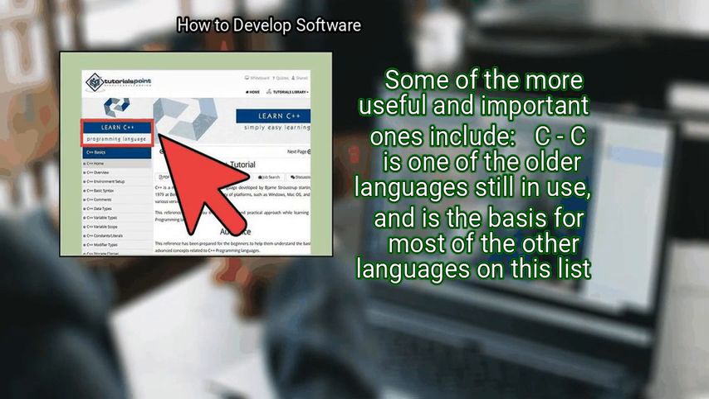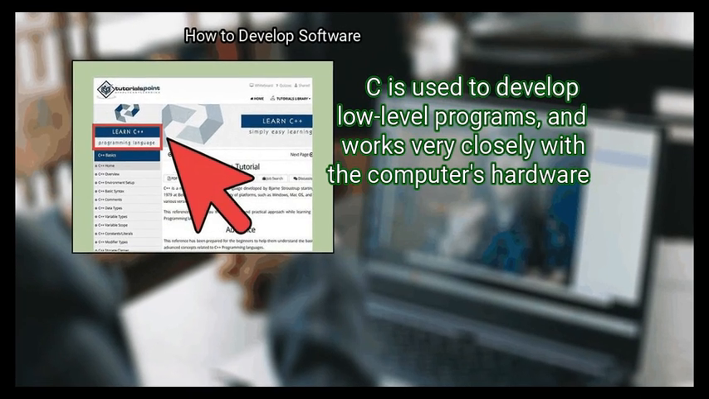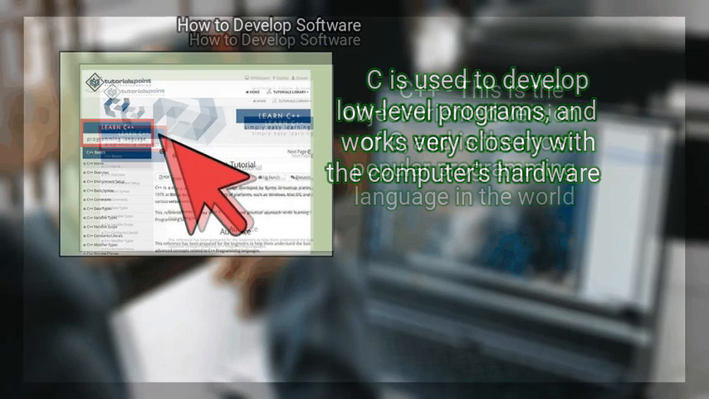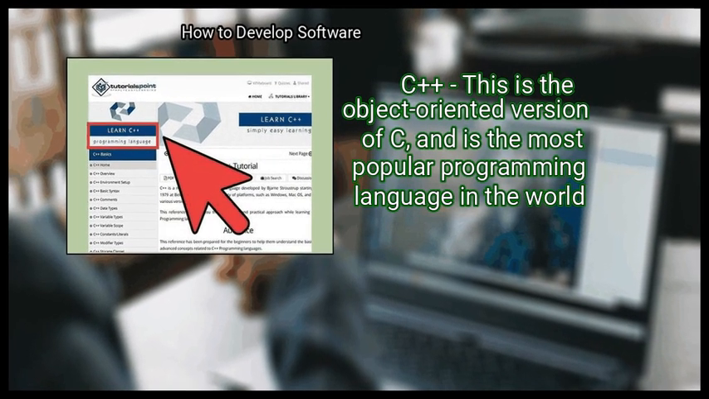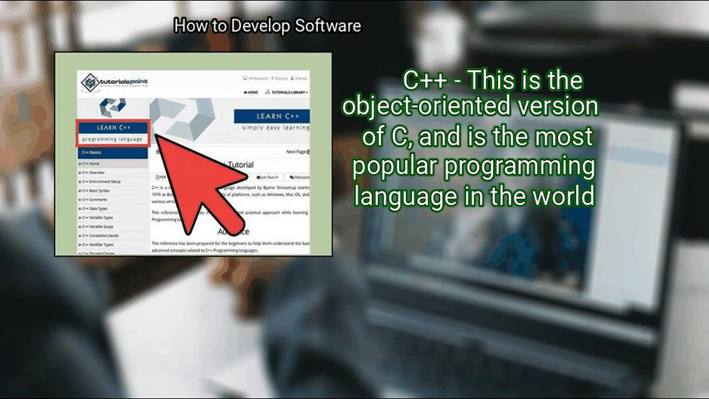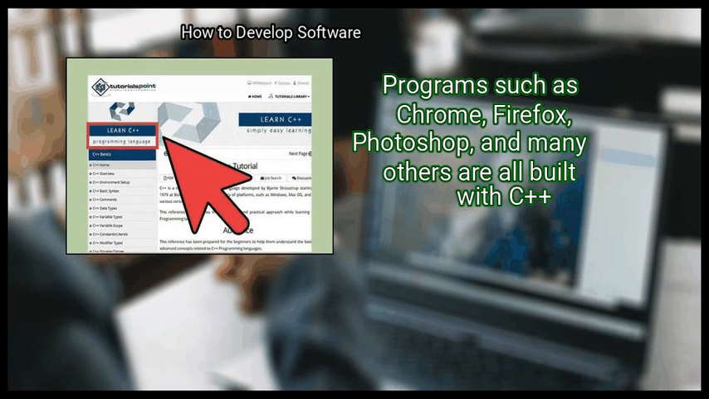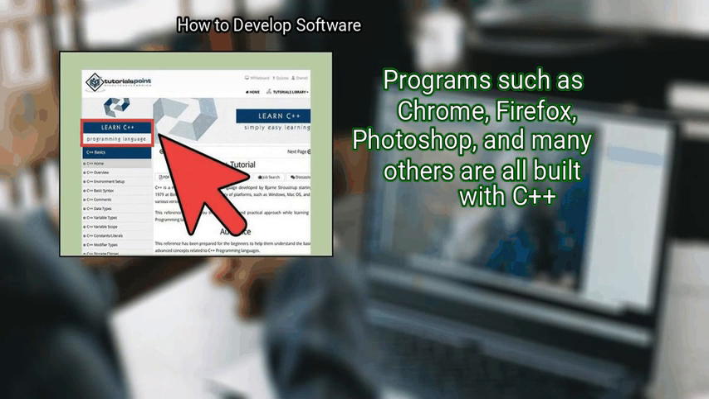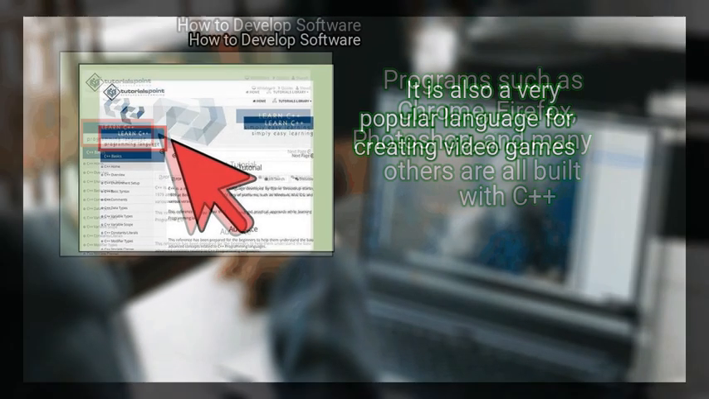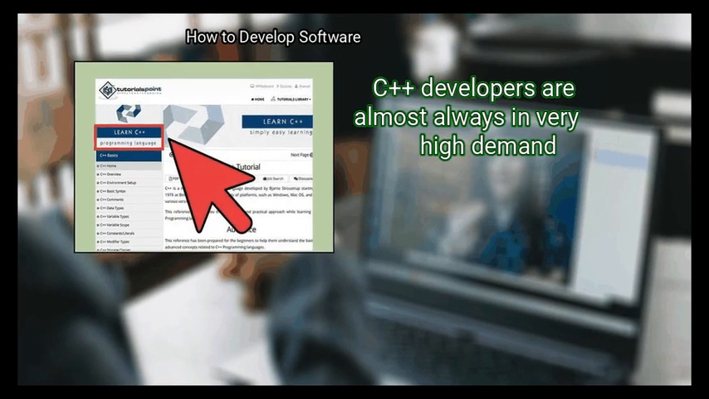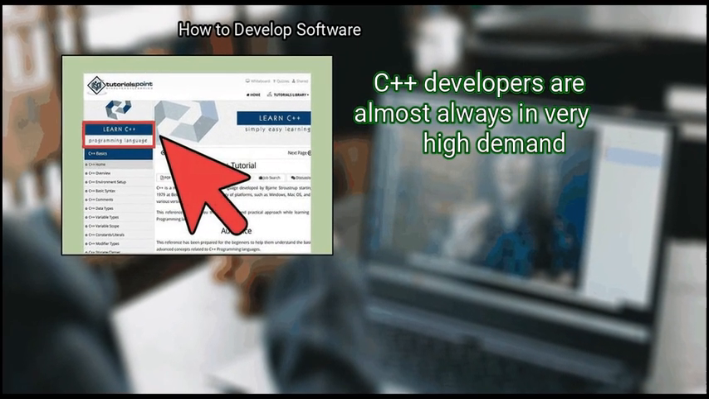C is one of the older languages still in use, and is the basis for most of the other languages on this list. C is used to develop low-level programs, and works very closely with the computer's hardware. C++. This is the object-oriented version of C, and is the most popular programming language in the world. Programs such as Chrome, Firefox, Photoshop, and many others are all built with C++. It is also a very popular language for creating video games. C++ developers are almost always in very high demand.